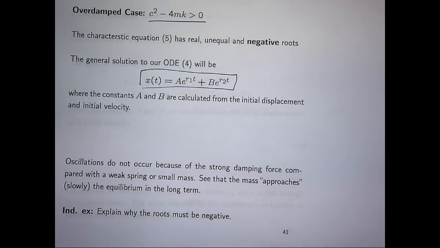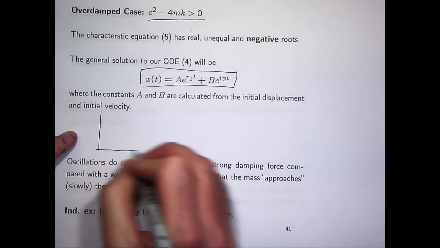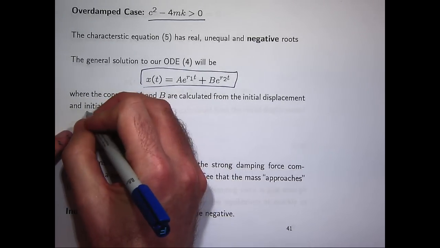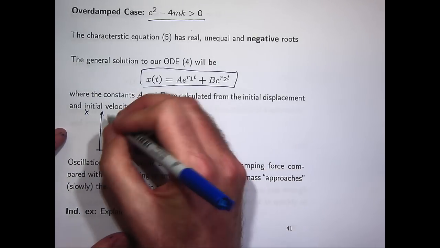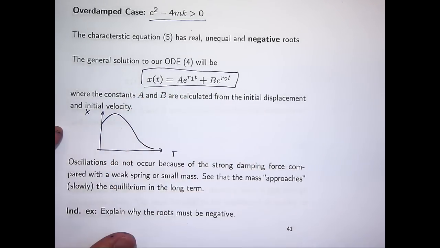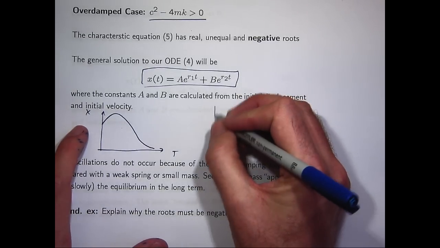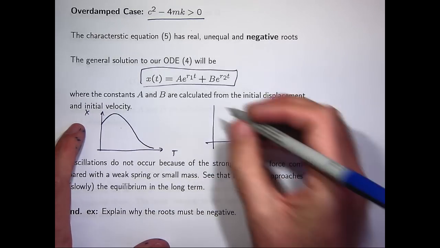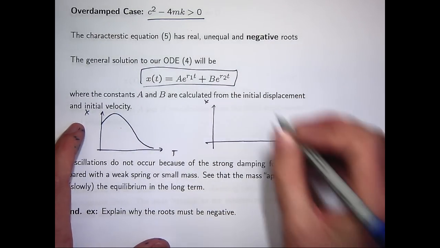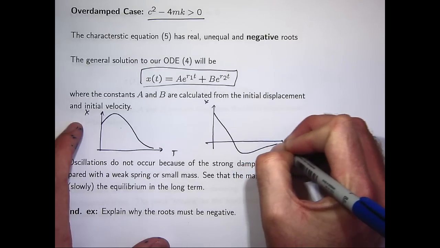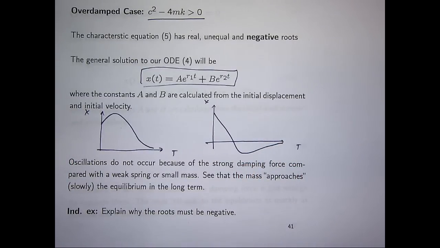Okay, so what does this look like then? Well, if I have a basic, just hand-drawn plot here, say x and t, this might be a graph of the displacement of my mass. It doesn't necessarily have to do that. It could do something like this. Could do something like that. Now, in both cases, I guess, you don't have oscillation.